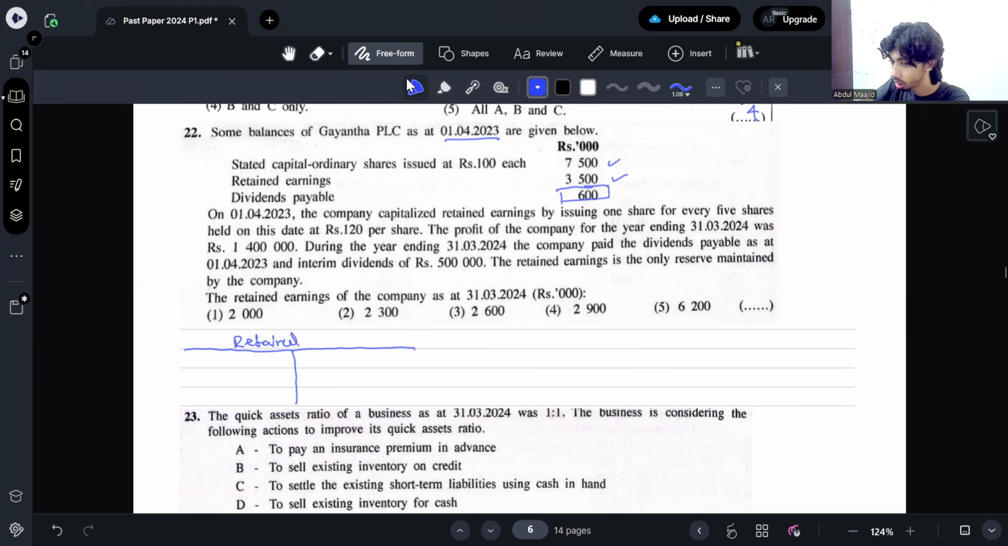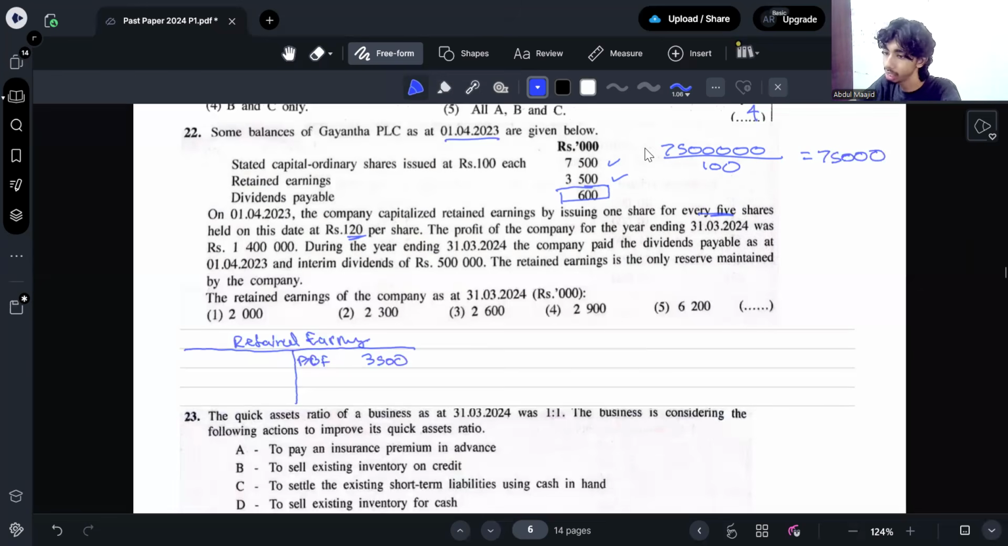Retained earnings. Opening retained earnings is 3,500,000. On 1st of April 2023, the company capitalized retained earnings by issuing 1 share for every 5 shares held on this date at 120 per share. Now here they have ordinary shares worth 7,500,000. Each share is worth 100 rupees. And how many shares do we have in total? 7,500,000 divided by 100, you have 75,000 shares.